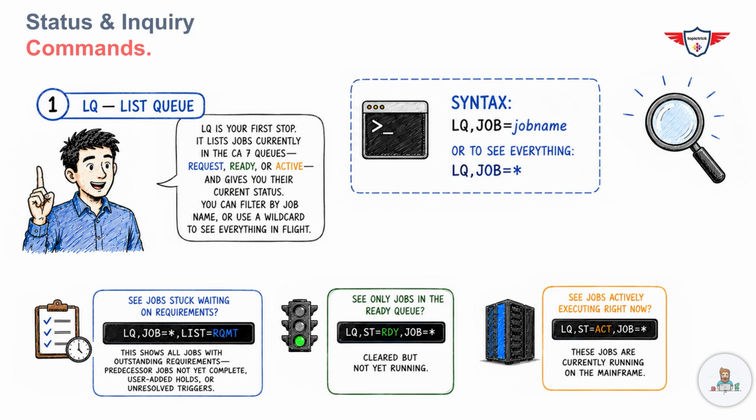Now let's say you want to see the jobs which are in the ready queue, that is, ready for execution. For that, you can use LQ,ST=READY,JOB=*. This would show all the jobs which are ready for execution.